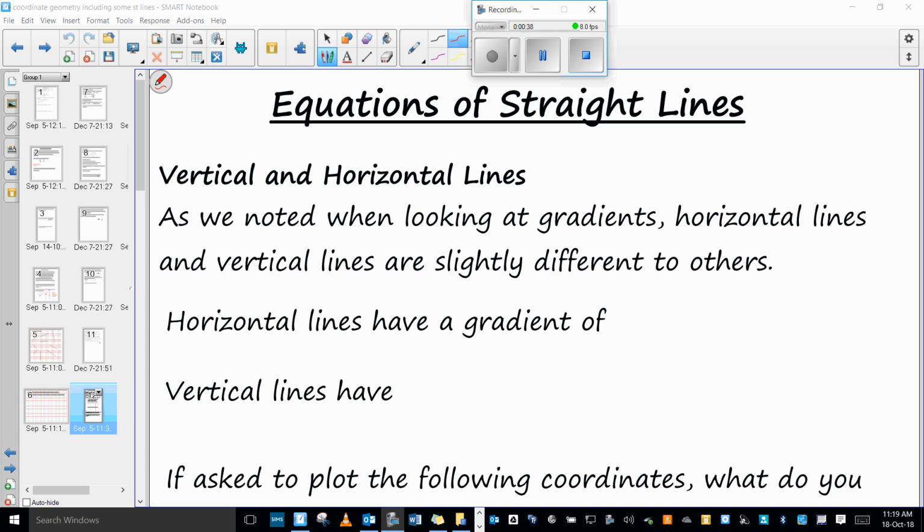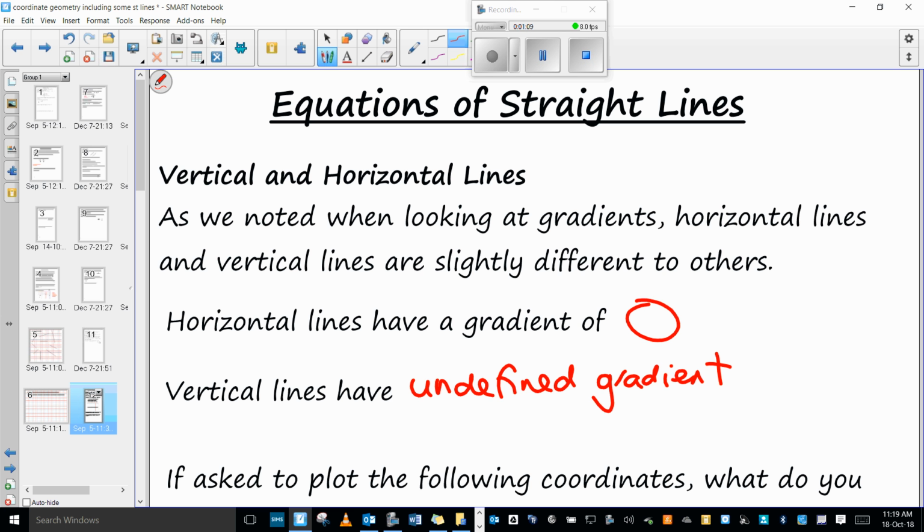How do we talk about a vertical line? What gradient does a vertical line have? The run is 0, but the rise is a lot. And so how do we describe that? What special word? Undefined. So an undefined gradient is a vertical line. So horizontal lines have a gradient of 0, and vertical lines have an undefined gradient.